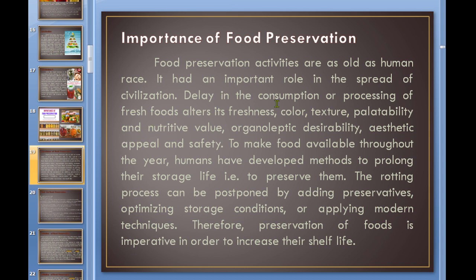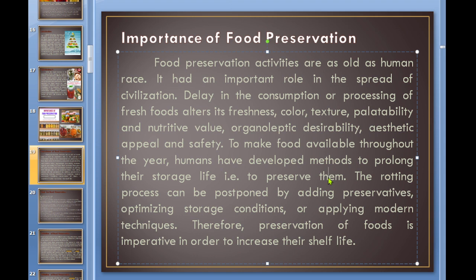Delay in the consumption or processing of fresh foods alters their freshness, color, texture, palatability, and nutritive safety. Oh, there is a change in their properties. So there are changes in their properties, class. So in order to make food available throughout the year, humans have developed methods to prolong their storage life, in order to preserve them. There are different methods in food preservation.